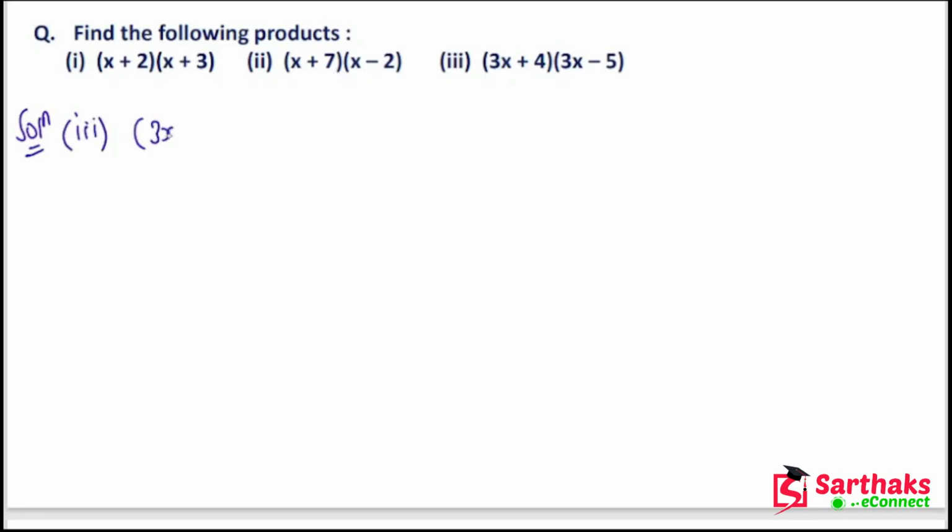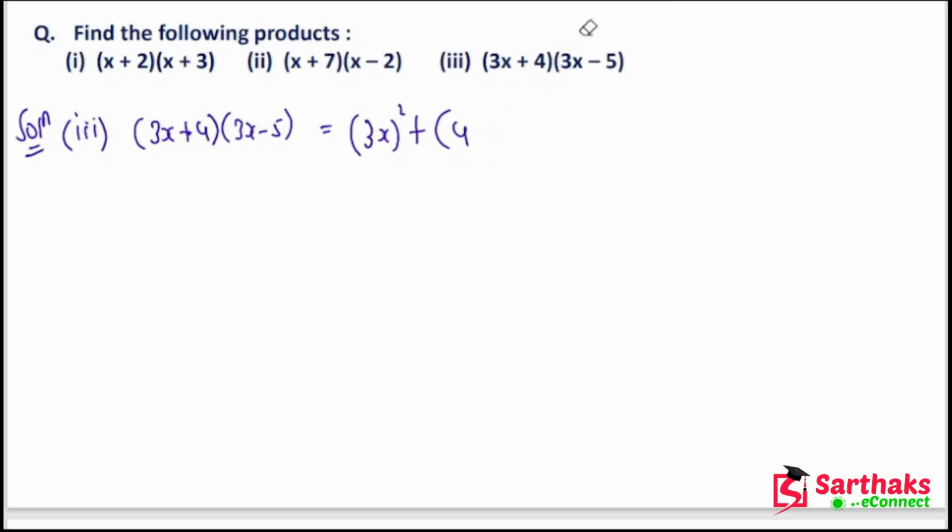So it is (3x + 4)(3x - 5). Now if you want to calculate this, we can again use the identity (x + a)(x + b), but now the role of x is played by 3x. So it would be x square, that is (3x) square, plus (a + b) of x, that is 4 minus 5. 4 plus of minus 5 you can write like that also.